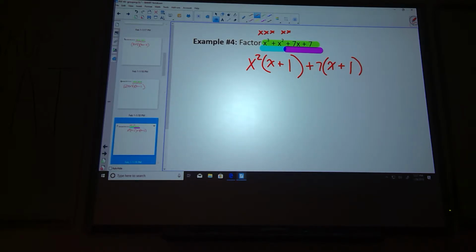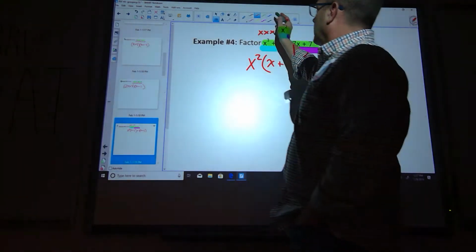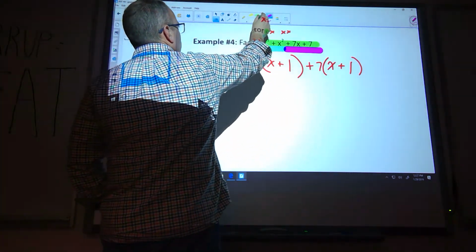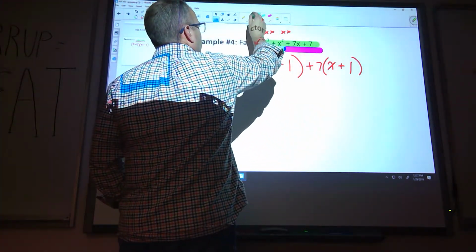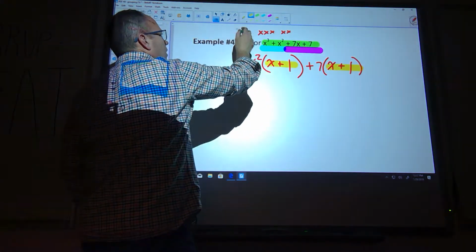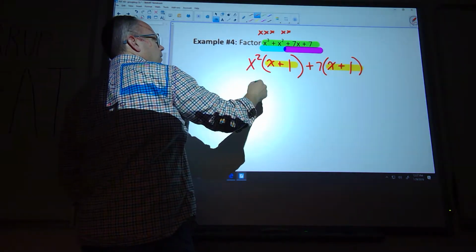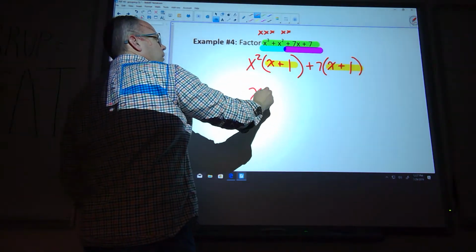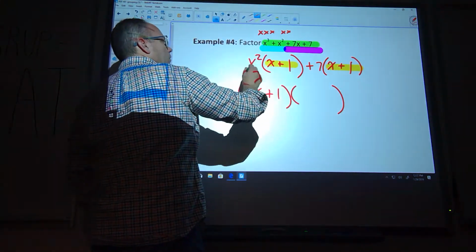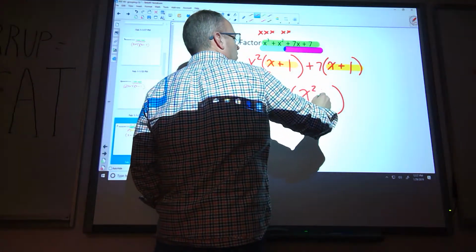X plus 1. So now, when you have 4 terms, it breaks down to what we've been working with. So then you're going to look here. You take that and that, factor those out. What do I have left? So what comes out? X plus 1. What's left? X squared plus 7. X squared plus 7, that's it.